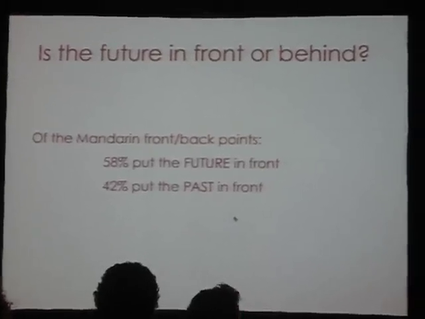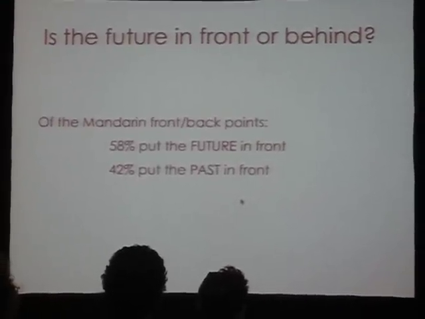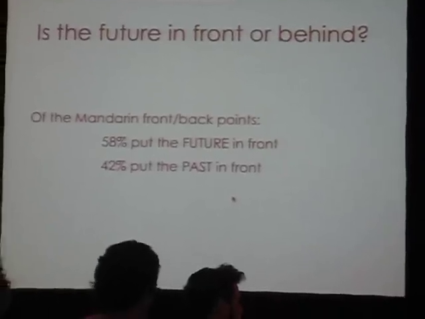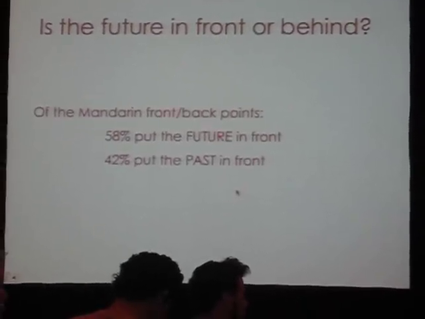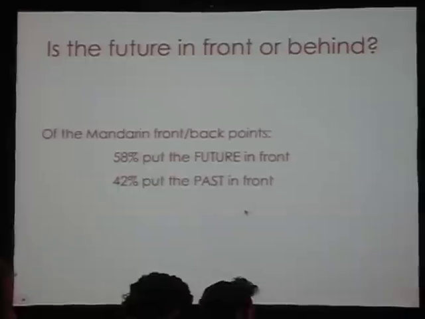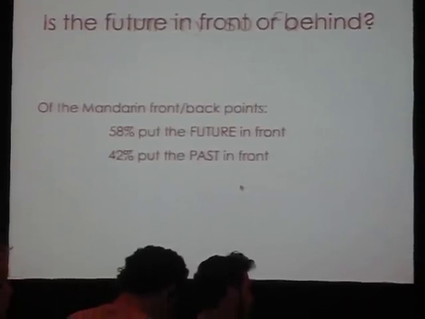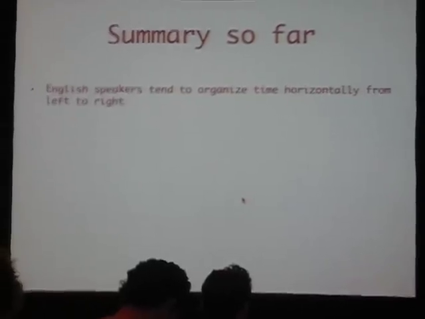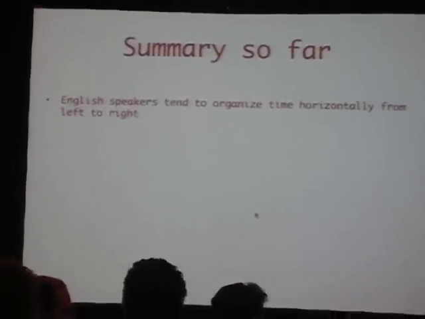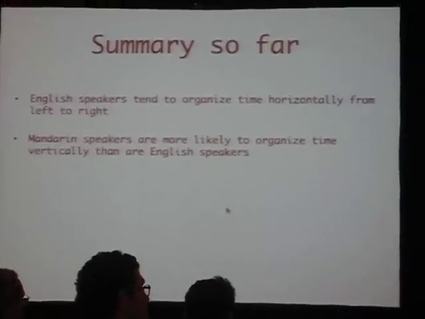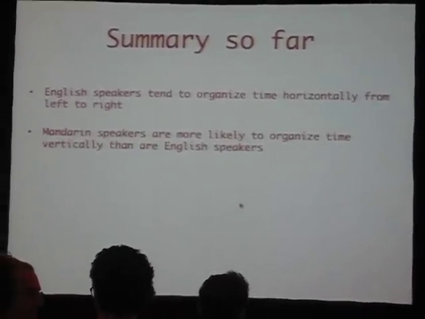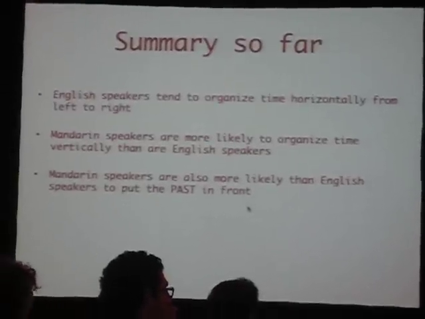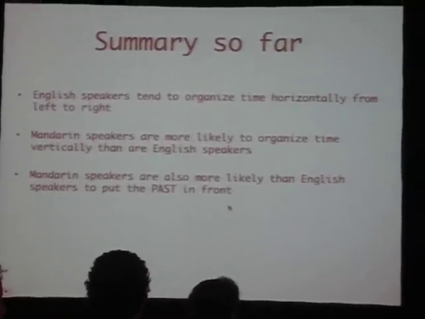And in fact, when we look at when Mandarin speakers are pointing in this direction, about half the time they do put the future in front, like English speakers do. That's what English speakers do. But almost half the time they put the past in front, which is something English speakers never do. Okay, so in summary so far, English speakers tend to organize time horizontally from left to right. Mandarin speakers are more likely to organize time vertically than are English speakers, and they do it with the past being up. And Mandarin speakers are also more likely than English speakers to put the past in front.